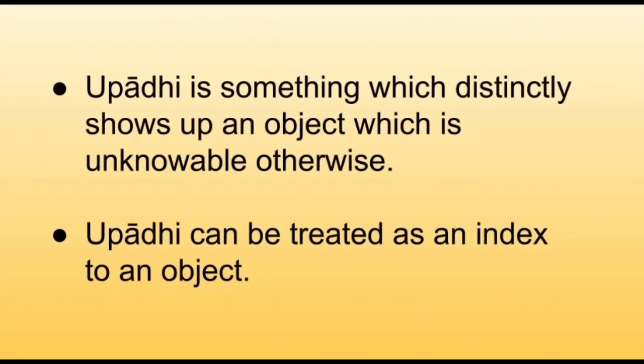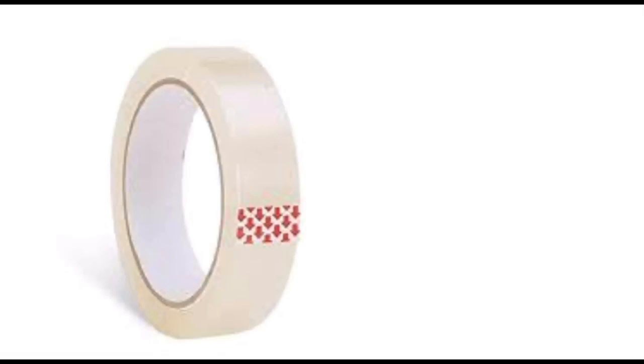Upadhi. Upadhi is something which distinctly shows up an object which is unknowable otherwise. Upadhi can be treated as an index to an object. In order to understand Upadhi, let's have a look at this example.